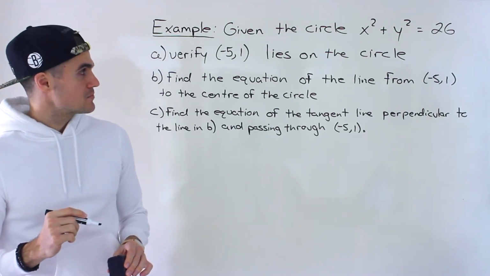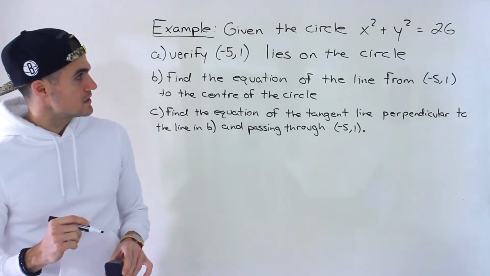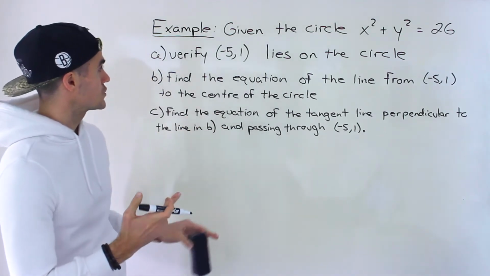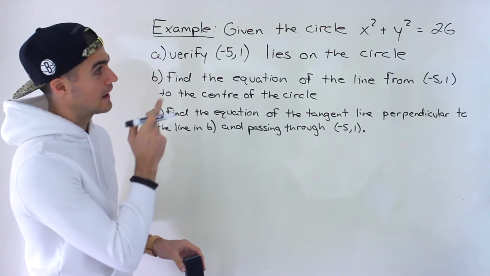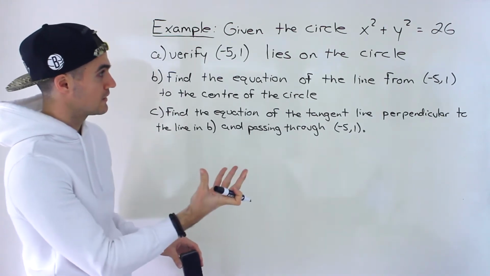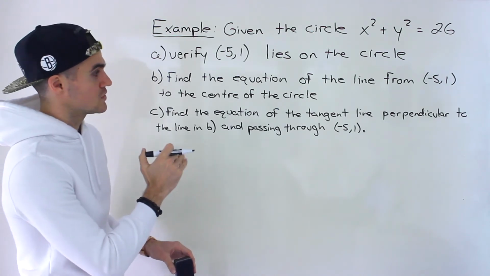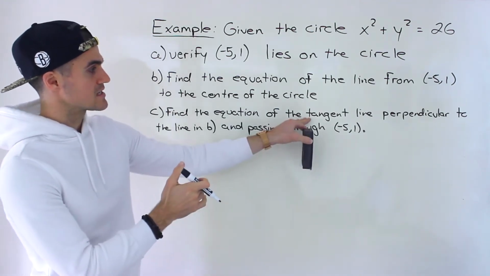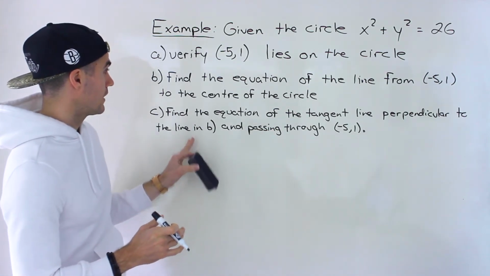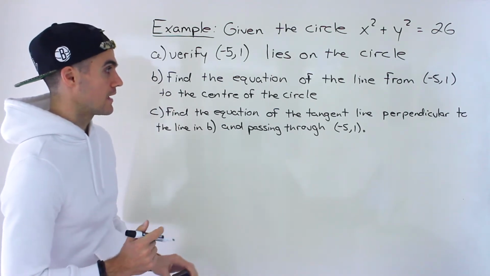In this particular question, we're given a circle, x squared plus y squared is equal to 26, and using that circle, we have to answer these questions. We have to verify that (-5, 1) lies on that circle, and then in part B, find the equation of the line from that point, (-5, 1), to the center of the circle. In part C, we have to find the equation of the tangent line. I'm going to explain in a sec what this tangent line means. It's perpendicular to the line in part B and passes through (-5, 1).